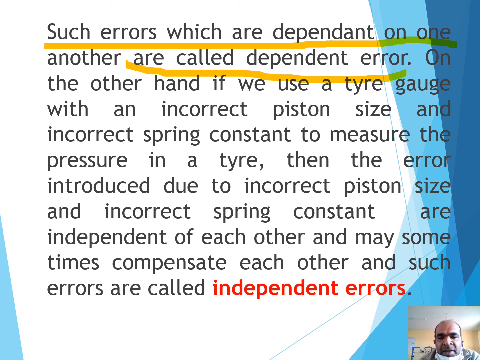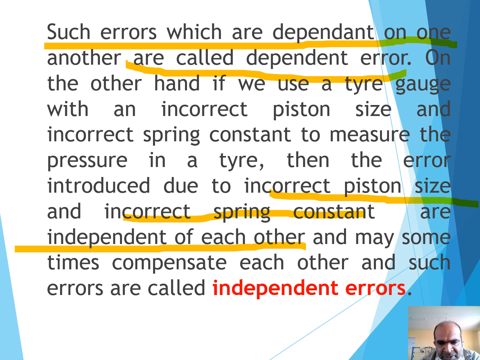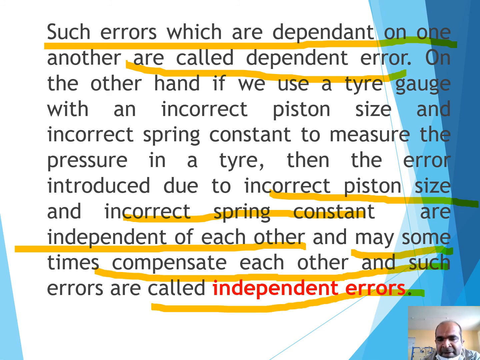On the other hand, if you use a tire gauge with an incorrect piston size and incorrect spring constant to measure the pressure in the tire, then the errors introduced due to the incorrect piston size and incorrect spring constant are independent of each other and may sometimes compensate each other. Such errors are called independent errors. So one error may compensate the other.